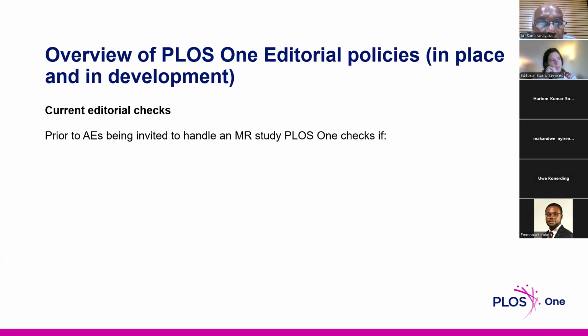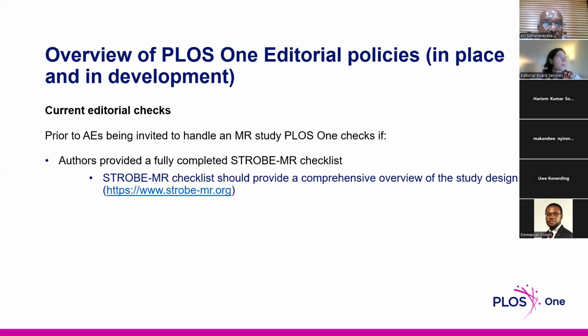At this point, I'd just like to reiterate that every single manuscript that we get goes through a series of checks performed by members of staff before we consider inviting one of you to handle the manuscript. And in case of the Mendelian randomization studies, one of these checks is that we ask authors to provide a fully completed STROBE-MR checklist. And I'm not sure if you're familiar with the STROBE-MR checklist. It's basically a checklist that is designed to enhance the robust reporting for MR studies.